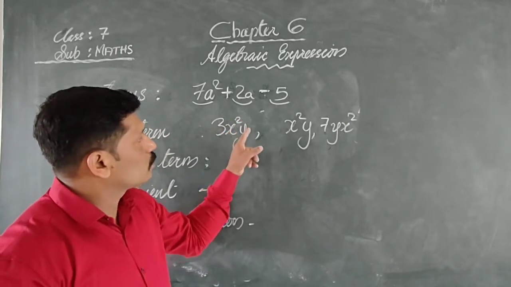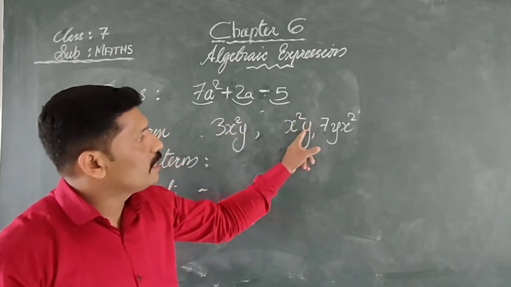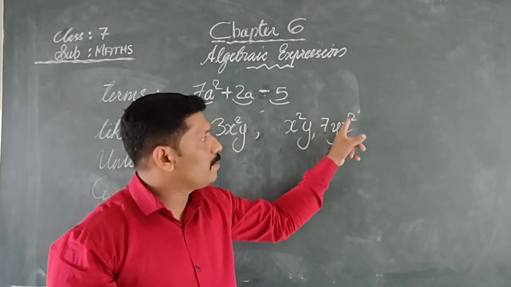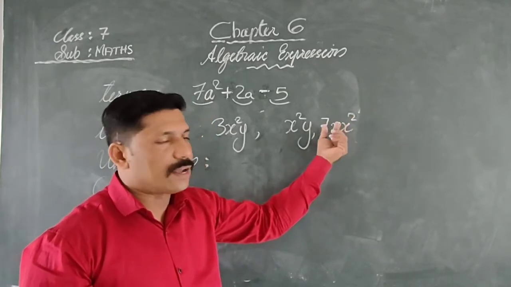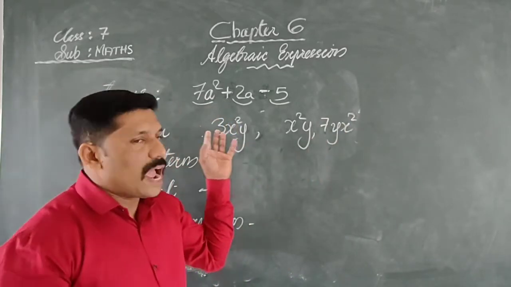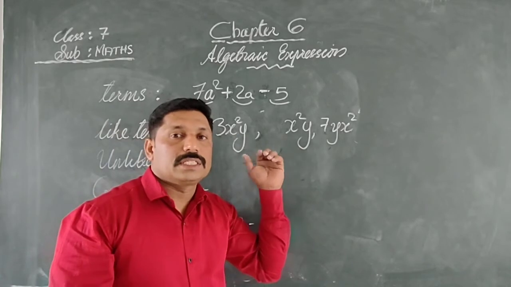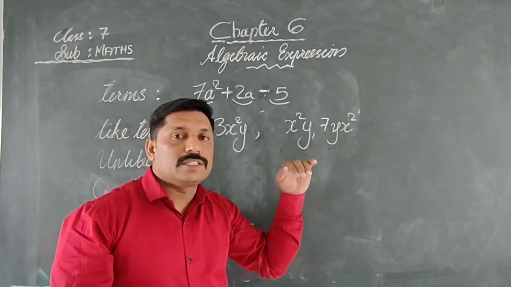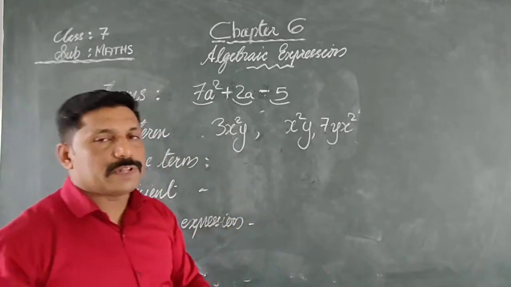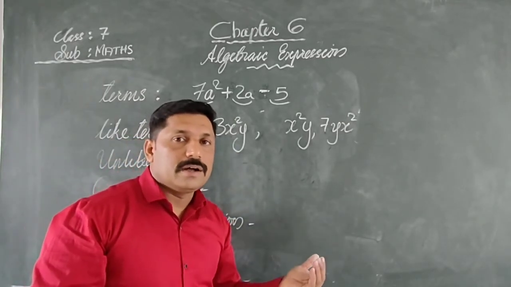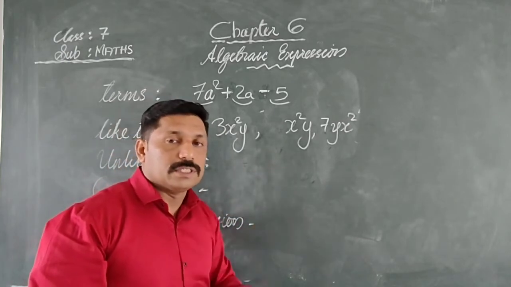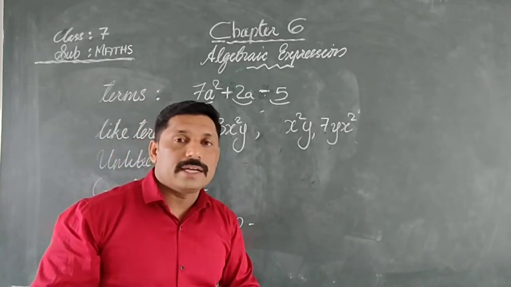Here you can see x square y, here also x square y, and here yx square. This also has the same x square power and the same variables. Their order is changed, but that doesn't matter. So like terms means terms with the same variable parts and the same power. And then unlike terms, just the opposite of that. Terms having different variable parts or different powers are called unlike terms.